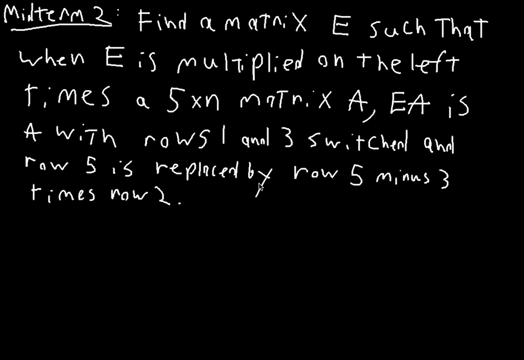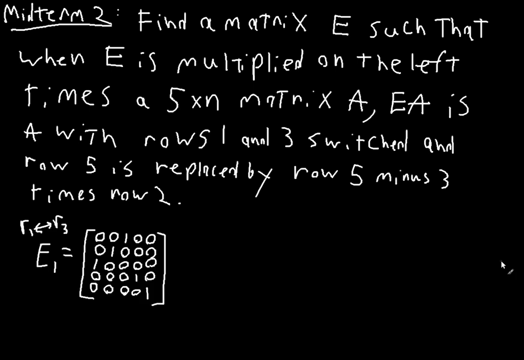Because we know that swapping row 1 and row 3 is the same as multiplying on the left by an elementary matrix. And replacing row 5 by row 5 minus 3 times row 2 is also an elementary matrix. And if we put these two matrices together, we can get the matrix E that does both of those things. So let's go ahead and do that first step where we create a matrix. I'm going to call this matrix E1, so that E1 is the same as swapping row 1 and row 3.